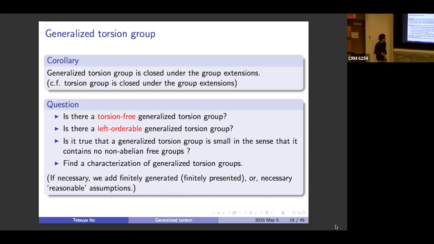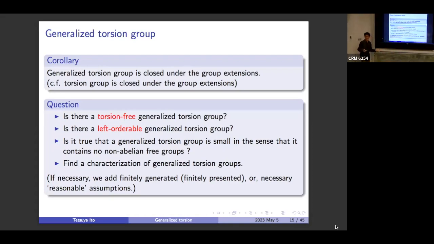Also, it seems that generalized torsion groups are small in the sense that they contain no non-abelian free group. And the last question is to find a characterization of generalized torsion groups, like I did for TR star groups. Of course, if you think this kind of problem is easy to solve, then please add some additional assumptions, like finitely generated or finitely presented, to make the problem more interesting and hard.